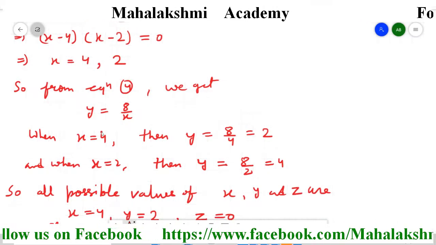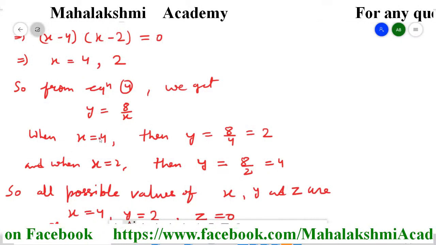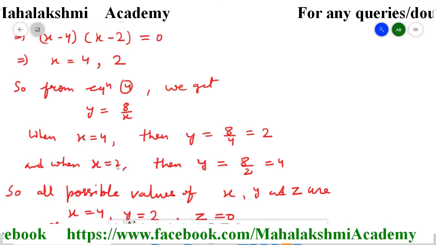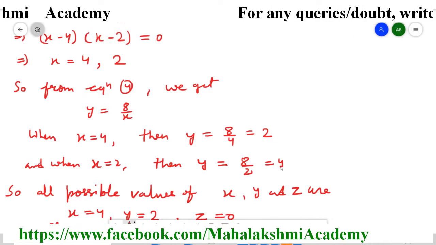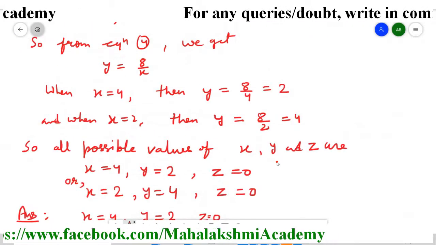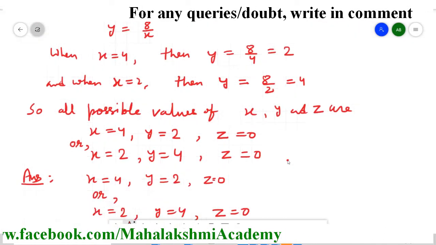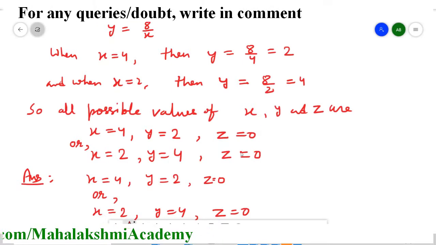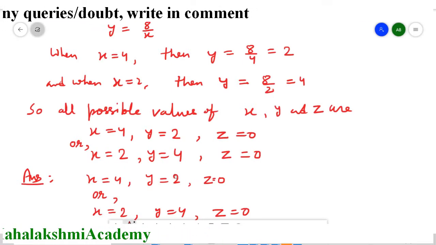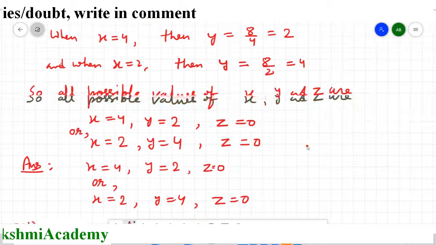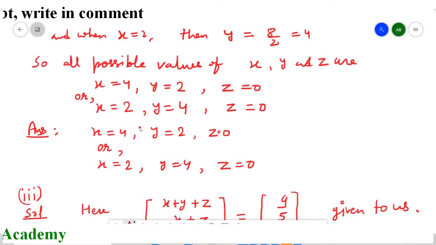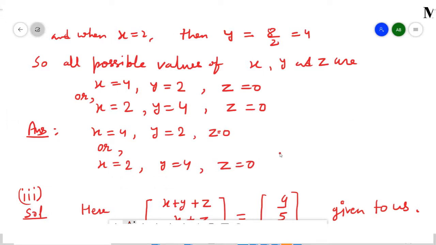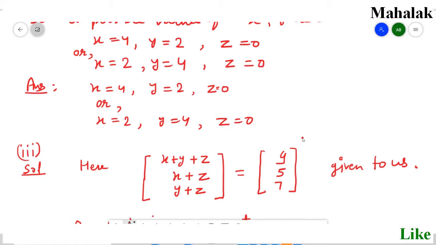When x is 4, because we obtained two values 4 and 2, one by one we have to put first 4 and then 2. So that gave us the value of y as 2 and 4. So all possible values of x, y, z are: first set, when x is 4, y is 2 and z is always 0 in both cases. Like this I obtained both cases. So the two sets of answers we obtained are either x is 4, y is 2, z is 0, or x is 2, y is 4 and z is 0. So like this the first part is completed.